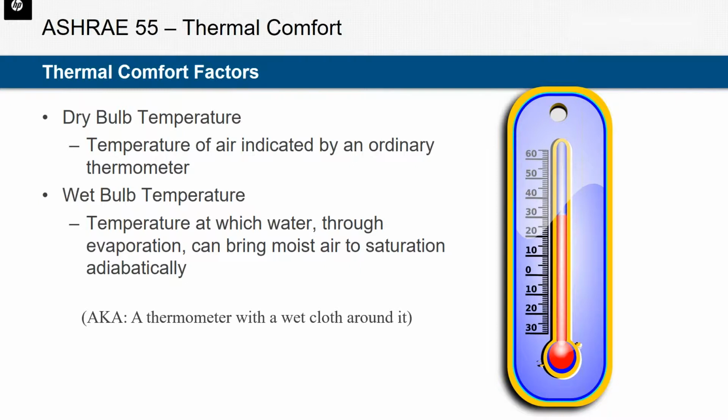And if you have a very humid environment, say it's 100% humidity outside, in which case wet bulb temperature equals dry bulb temperature, then you won't feel a difference thermal comfort-wise between having dry skin or having skin covered in water.